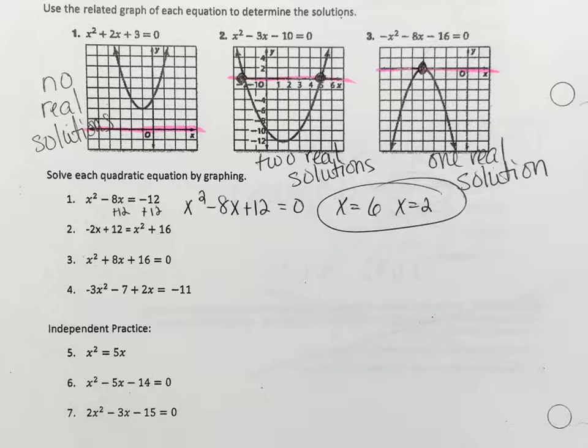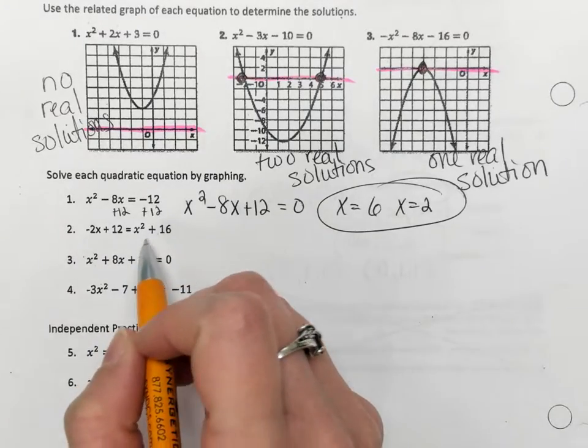Okay. What if you keep on scrolling down here? I'm not worried about any of those. I'm worried about the ones where it's 0, which was 2 and 6. Let's do another one. All right, number 2.